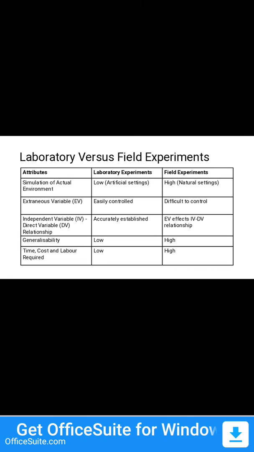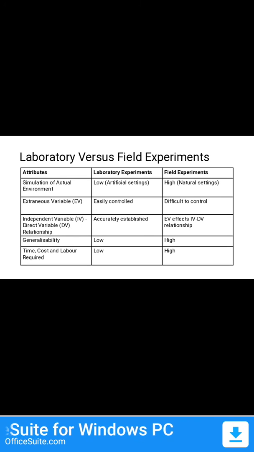Now let us talk of generalizability. What do we mean by generalizability? Basically generalizability means whether what we have done and what results we have obtained while conducting an experiment, are they generalizable to the real world? Would we obtain the same kind of results in the real world? Now please have a look. In laboratory experiments you were able to control extraneous variables, but are these extraneous variables under control in the real world also? No, they are not. They also impact the IV-DV relationship.